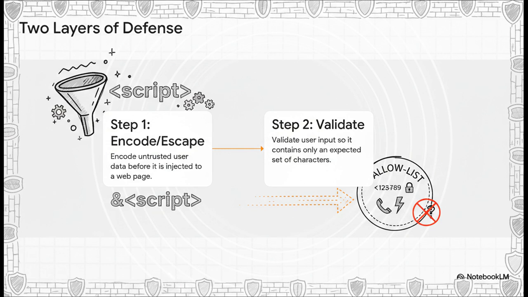First up is encoding or escaping. You take any data a user gives you and you basically defang it. You turn special characters like those angle brackets for a script tag into their safe, text-only versions. So the script tag becomes something the browser just displays as text, not as code to run. And second, you've got validation. This is where you get really strict. You create an allow list of only the things you expect. If you're asking for a phone number, you only allow numbers and maybe a dash. Anything else? Rejected. Simple as that.